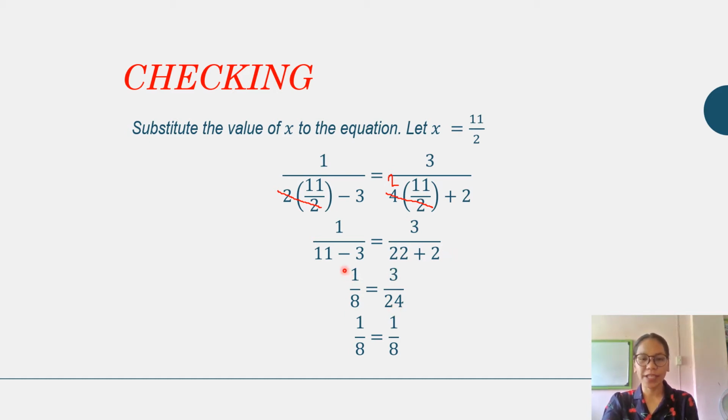Okay, so we have here 1 over 8. Simplify natin yung 3 over 24. That is equal to 1 over 8. Therefore, that means our solution is true since this is equal. So if equal itong dalawang to, then that means our solution is true.